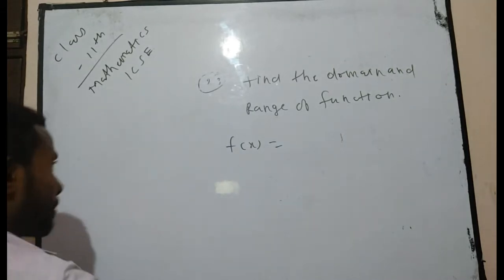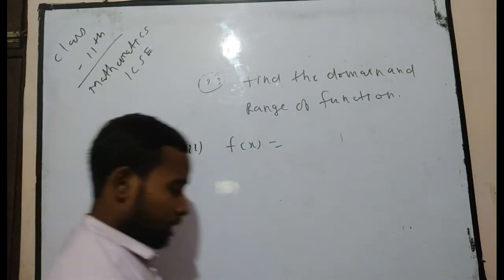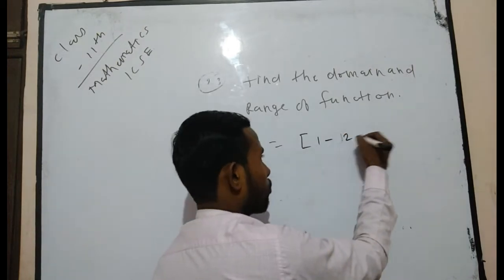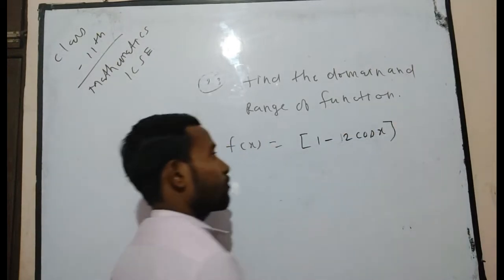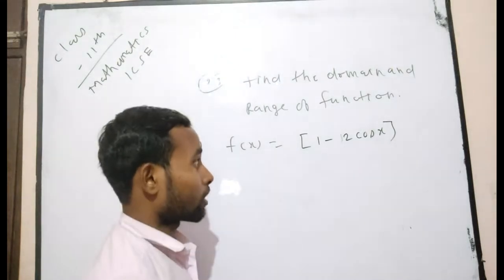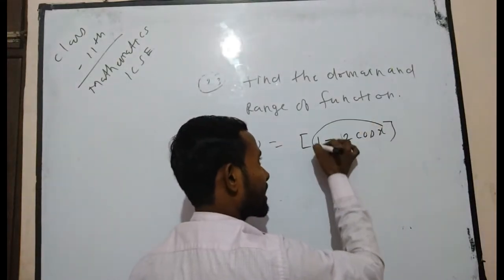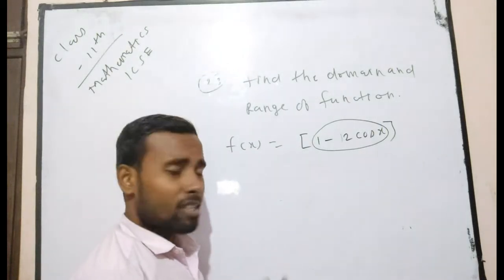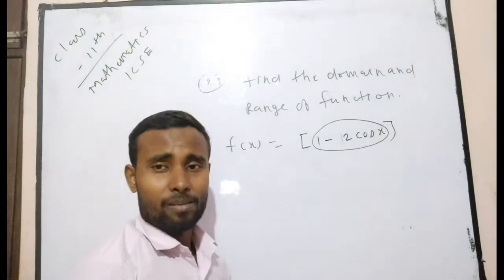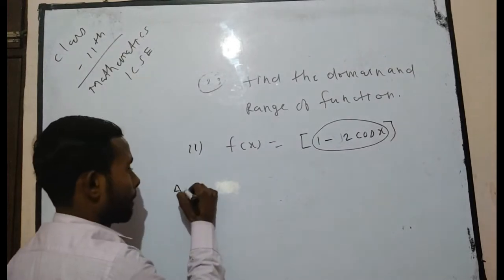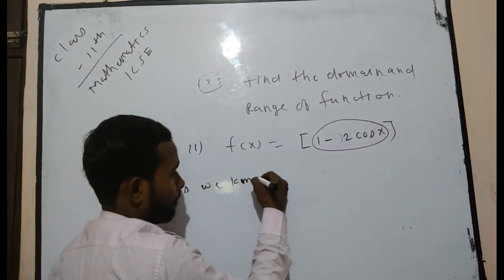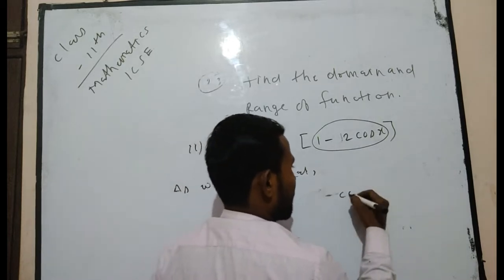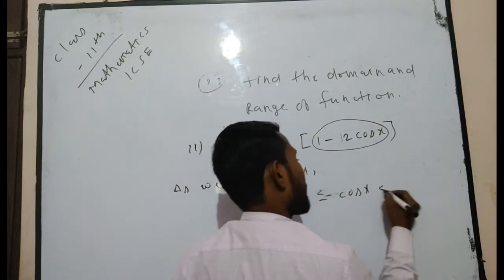Now I take the next example. Example second. In this question it says f(x) is equal to the greatest integer function of 1 minus 2 cos x. How can you find this? First of all, you have to take the concept of this function, in which interval or which subset of real numbers it lies. As we know, cos x is greater than or equal to -1 but less than or equal to 1.